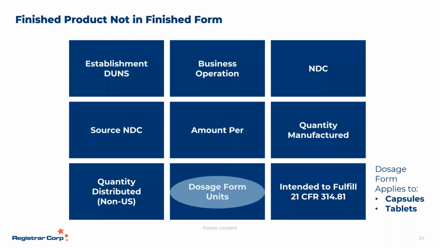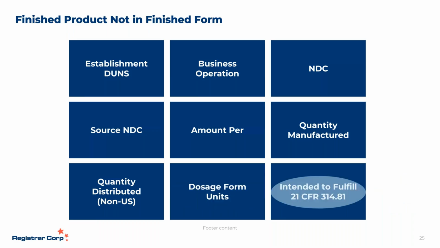Moving on to a different template type. Drugs for further processing that are in a capsule or tablet have the finished product, not in finished form template. Amounts will be based on the quantity of capsules or tablets instead of the number of packages. Previously, a column, market unknown, in the old template has been changed to intended to fulfill 21 CFR Part 314, Section 81. What does this mean?